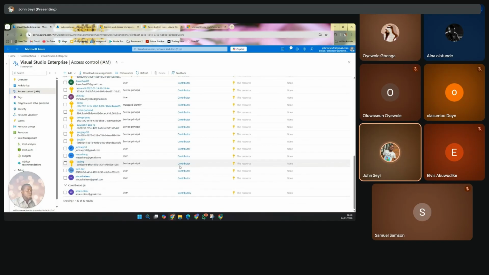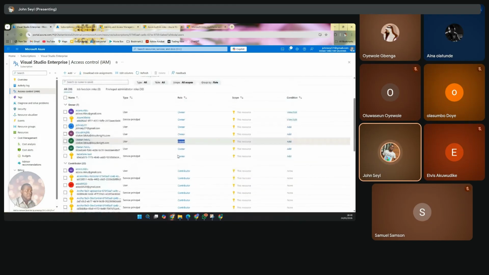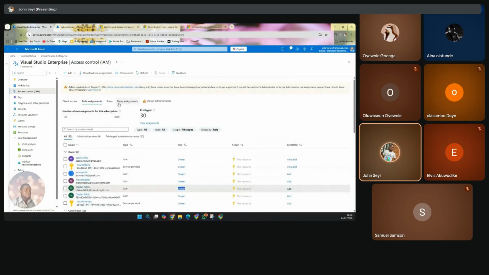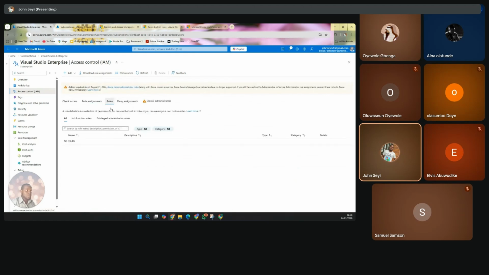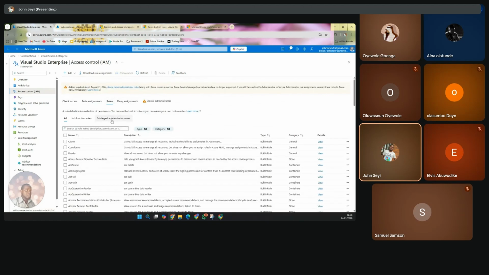After it, you can now say, okay, some people, I just want them to just be readers in this subscription. They should not edit anything. They should just come here, view things, see how things are being done, and move on with their life. I can assign that kind of person a reader role in this subscription. You get it? So that is based on subscription access.